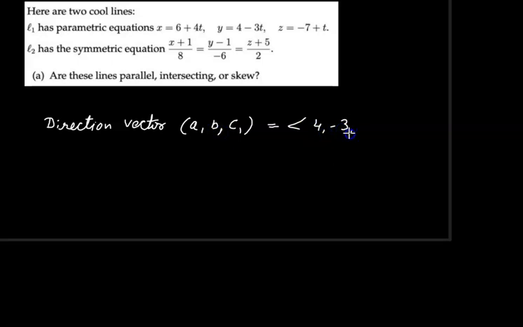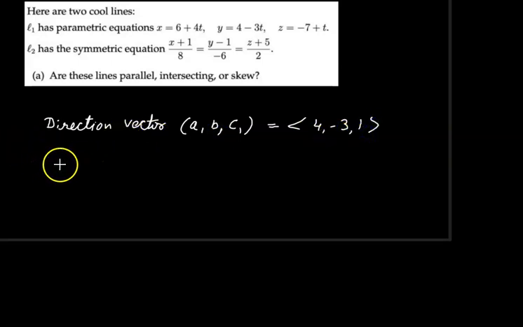So let's see how to find the direction vectors of these given lines. When the lines are given in parametric form, then the constants attached with the parameter t represent the direction vector. So here the constants attached with parameter t are 4, -3 and 1. The direction vector of line L1 is 4, -3 and 1.